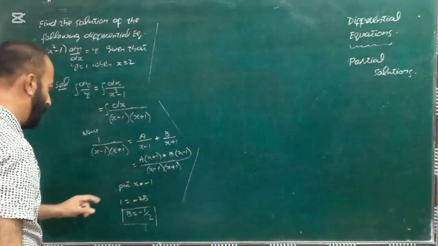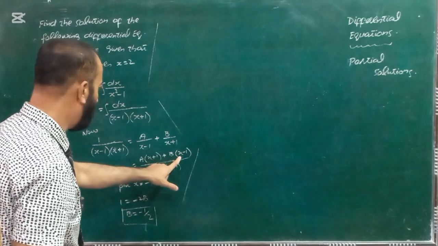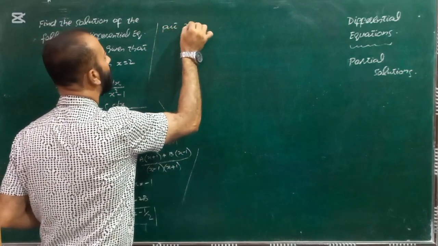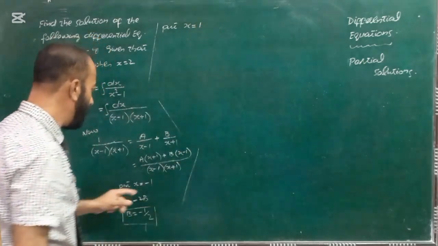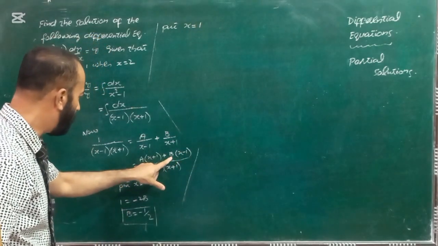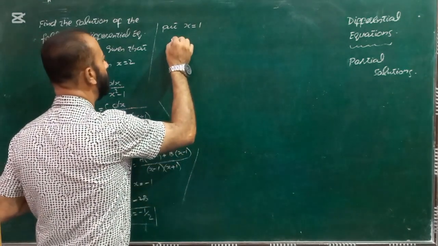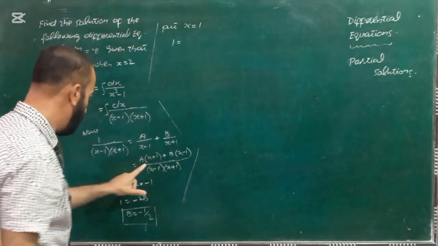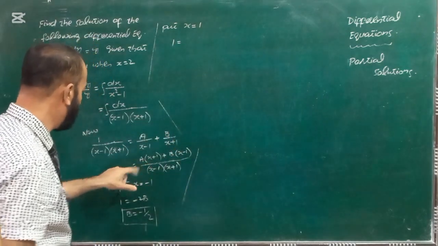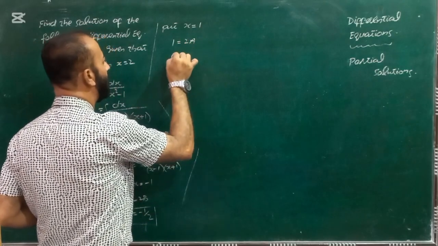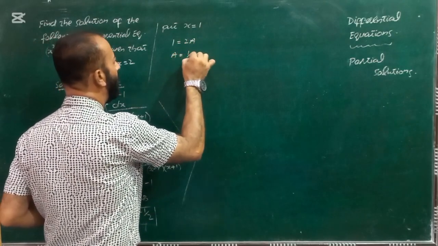Now, put x is equal to 1, because putting x is equal to 1 will make this factor 0. So denominators will be cancelled. So 1 will be equal to, when 1 will be placed here, it will become 2a. And a will be equal to 1 by 2.